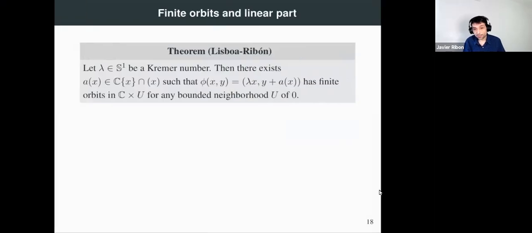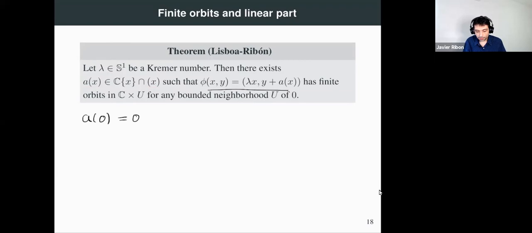but it's not true. What happens is, if you consider a Cremer number, I'm going to give a definition in a minute, you always have a holomorphic function defined in a neighborhood of the origin in C. This condition means just that it's a function defined in a neighborhood of the origin in C such that the image of the origin is 0.